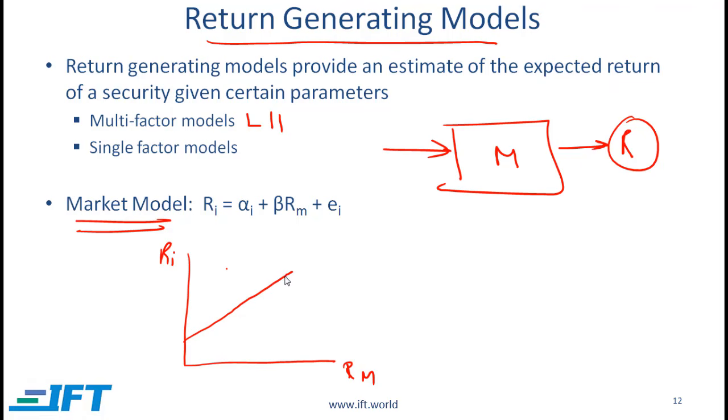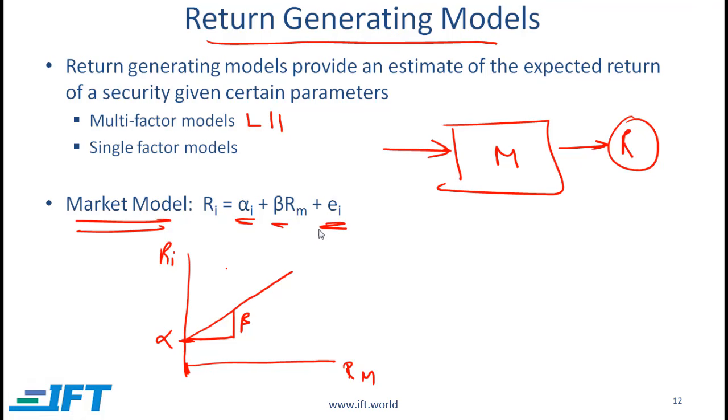You don't need to know the details over here. What you do need to know is the interpretation of these terms. Alpha represents the intercept of this line with the y-axis. This is the expected return when there is no change in the market. The beta is the slope of this line, and E represents a stock specific return.